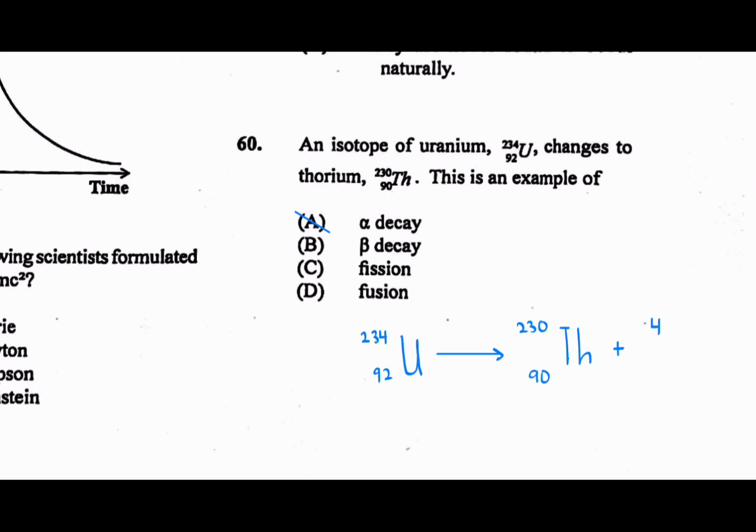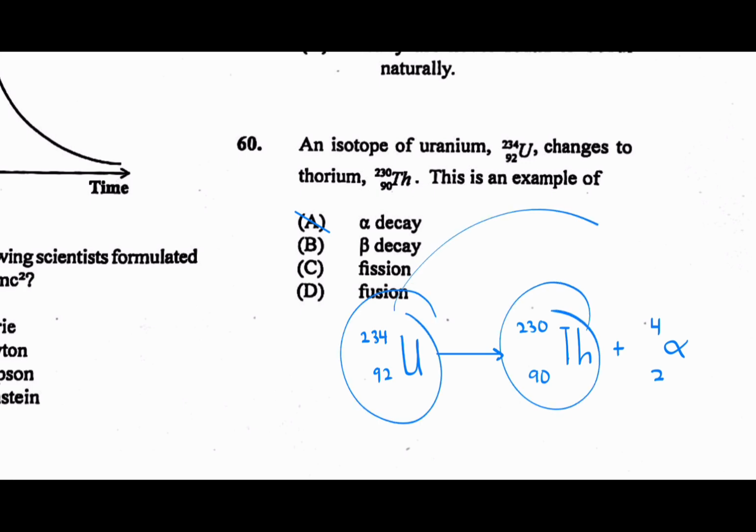And let's look at the atomic number now. So we started off with 92 and now we're at 90. So where did the 2 go? Right, so we end up with something that looks like 4 2. And immediately you should be seeing that this is an alpha emission, right? So to end up with thorium, the uranium had to emit an alpha particle, and that's how you ended up with thorium, right? So that was it.